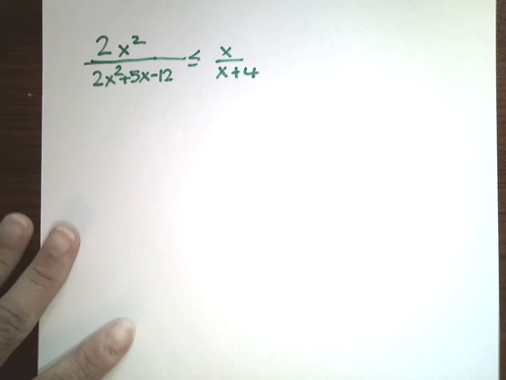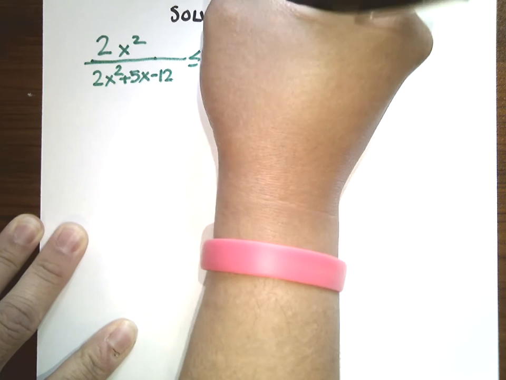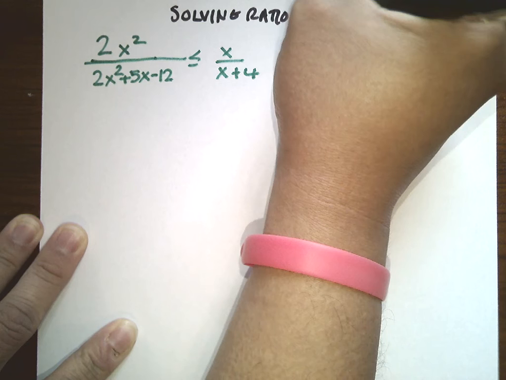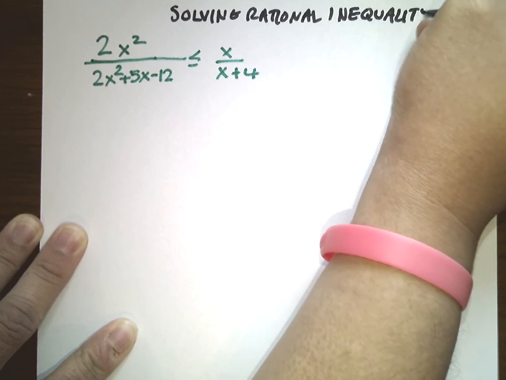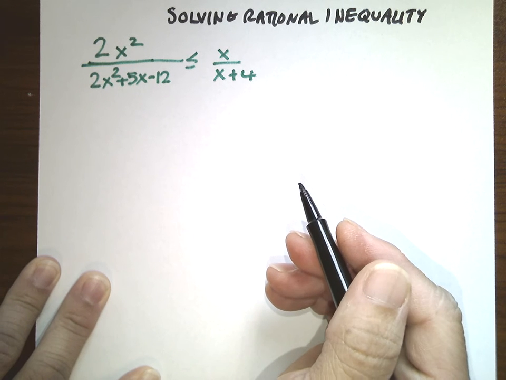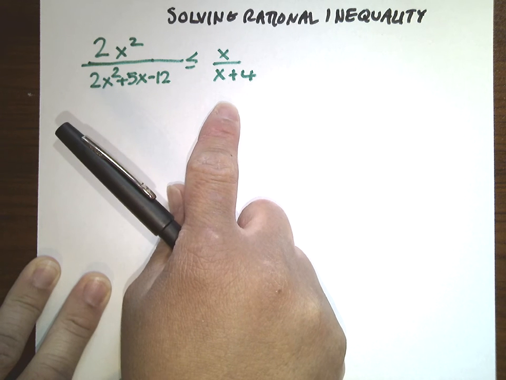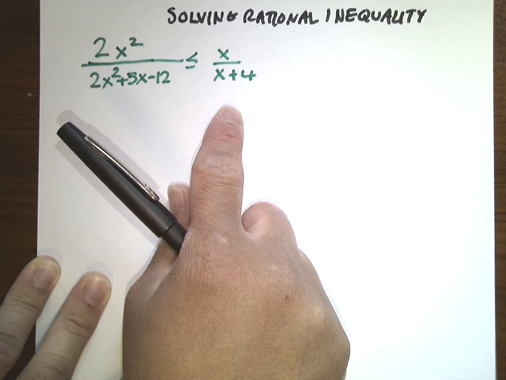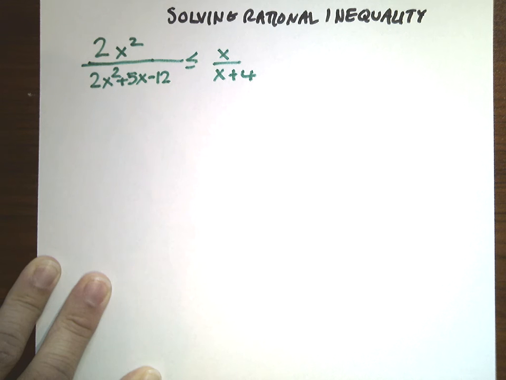Hi everyone, in this video I am going to talk about solving a rational inequality like this one right here. Alright, so if I have a rational inequality like this one, I need to use addition or subtraction to rewrite the inequality so all of the non-zero terms are on one side of the inequality, and so I usually would want the zero on the right side.